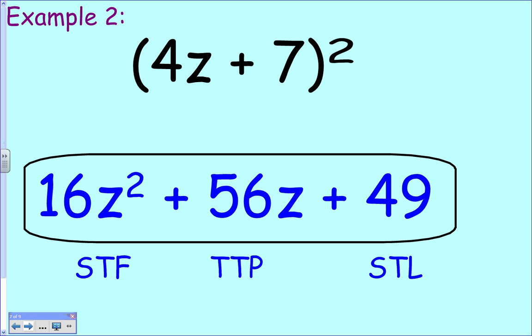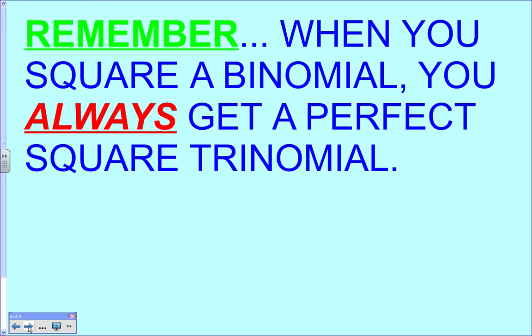How do you know it's a perfect square trinomial? Well, because you squared a binomial, and that always gives you a perfect square trinomial. You can check out perfect square trinomials on another GBHS math short. Remember, when you square a binomial, you always will get a perfect square trinomial. If you don't, you've done something wrong.